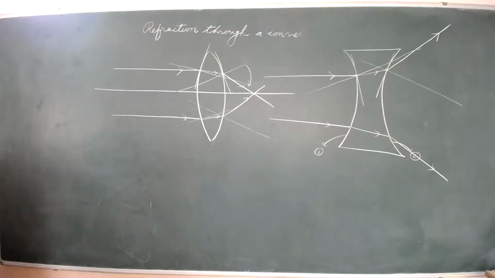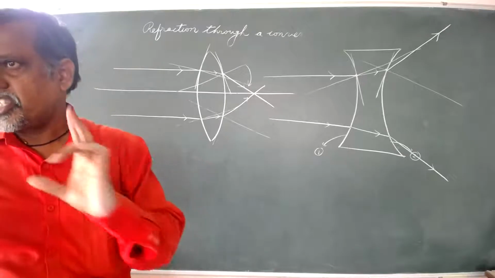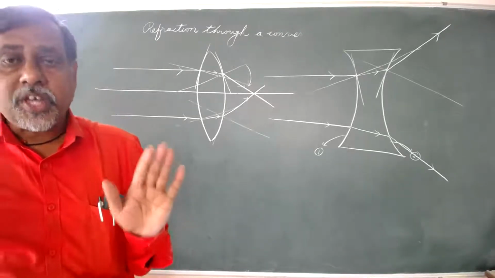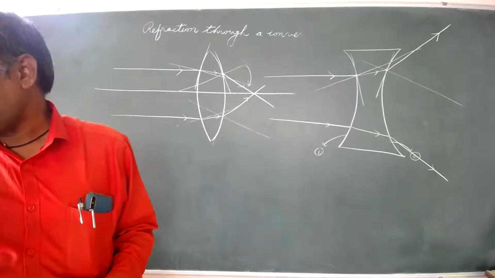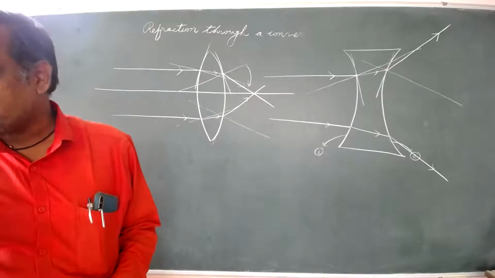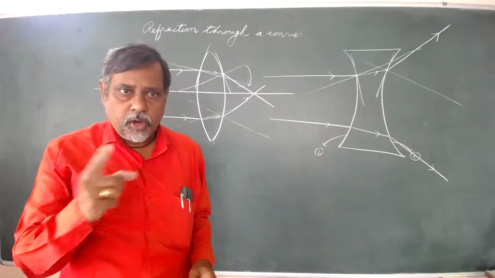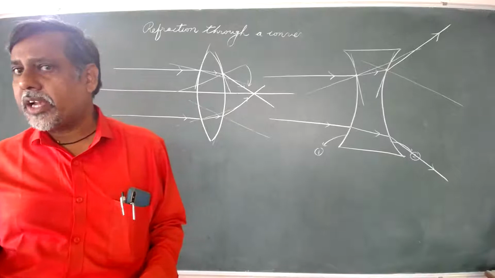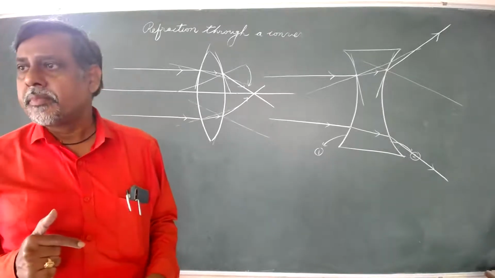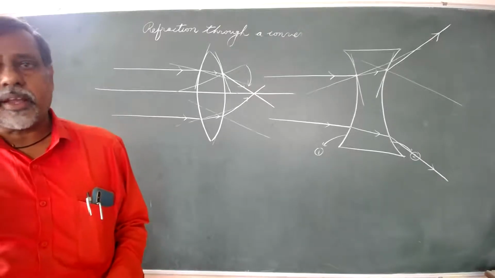Now, in the case of these lenses, we will be discussing some rules. Rule number one, you know this, I will just tell orally. When the incident ray is parallel to the principal axis, the refracted ray will be just passing through the focus. This can be taken as rule number one.